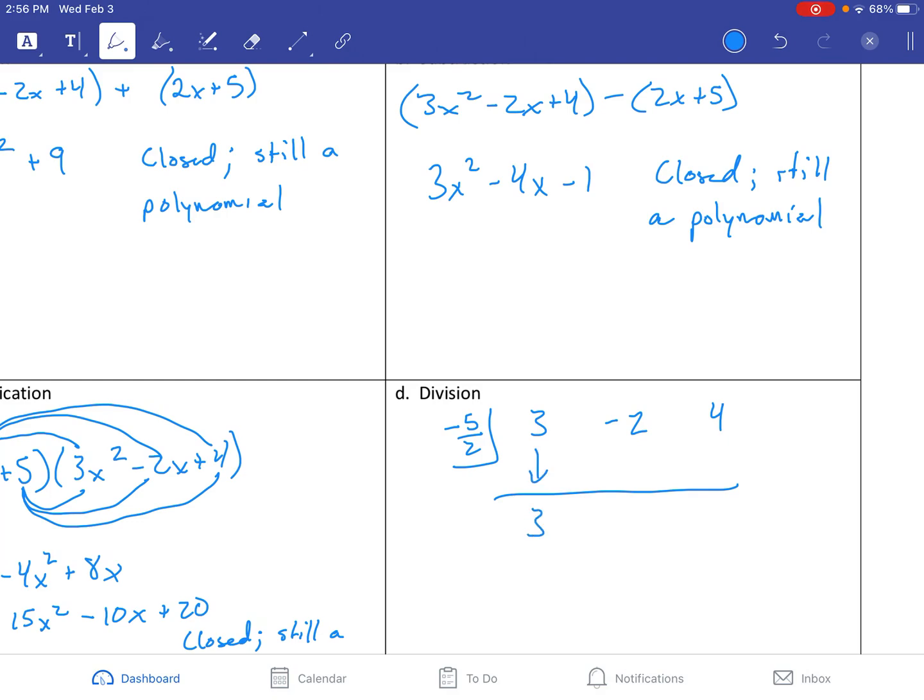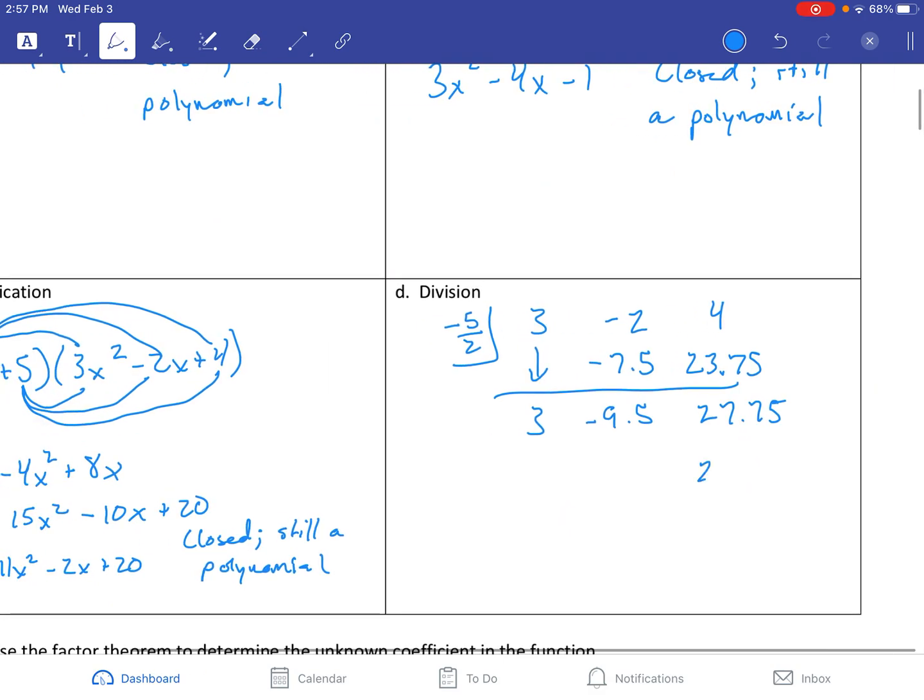We drop the first number down, which is a 3. Multiply 3 times negative 5 over 2. Gives you negative 7.5. Add that up with negative 2, gives you negative 9.5. Multiply that by negative 5 over 2 again. Gives you 23.75. Add that up to 4, you get 27.75. And when you're doing the synthetic division, you take the remainder and leave it just the way it was. 27.75 over 2x plus 5 as my remainder.